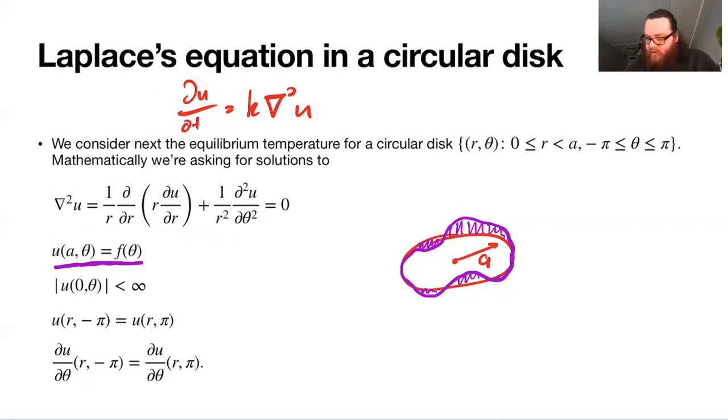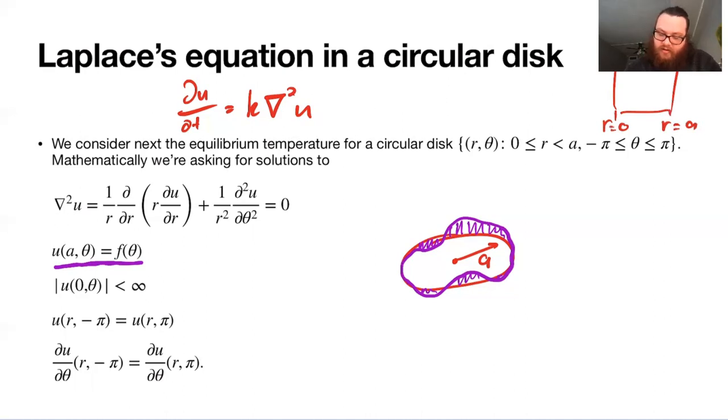One thing to note: as we've drawn it here, it doesn't look like a rectangle. But if we write out the coordinates in this way, then we see a rectangle. So the rectangle would look like r equals 0 up to r equals a.